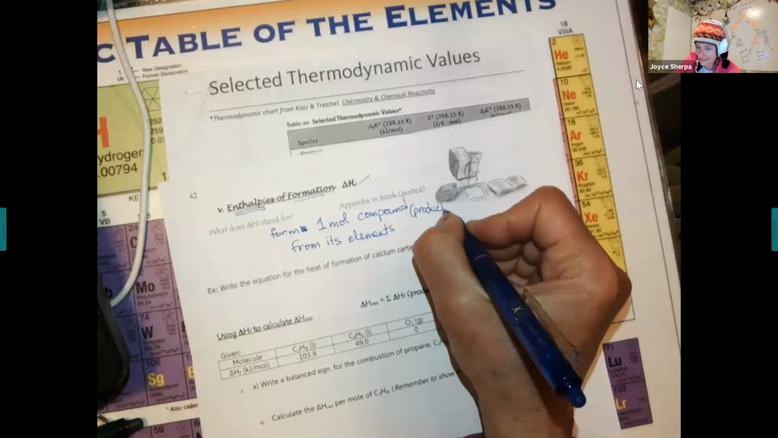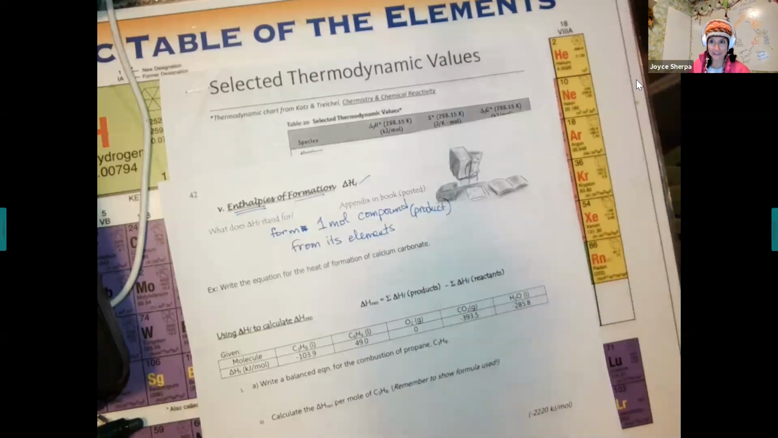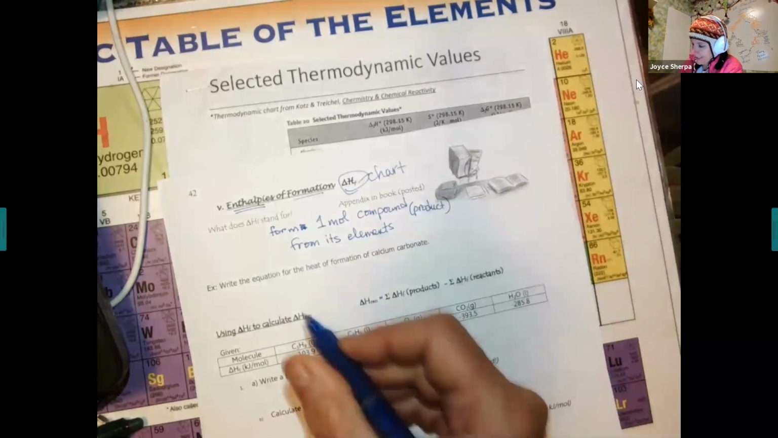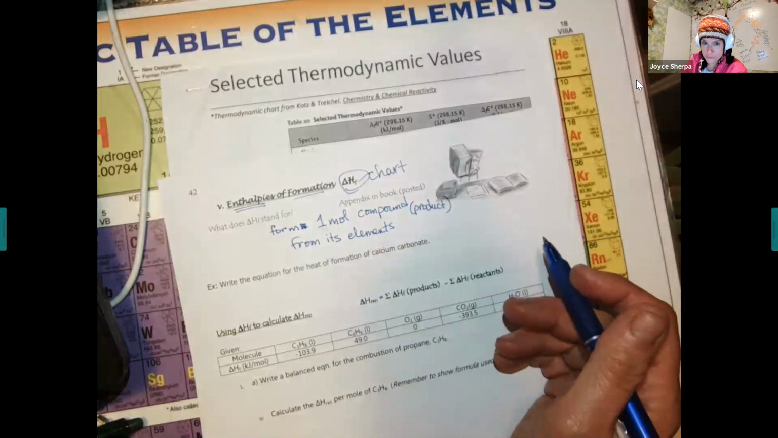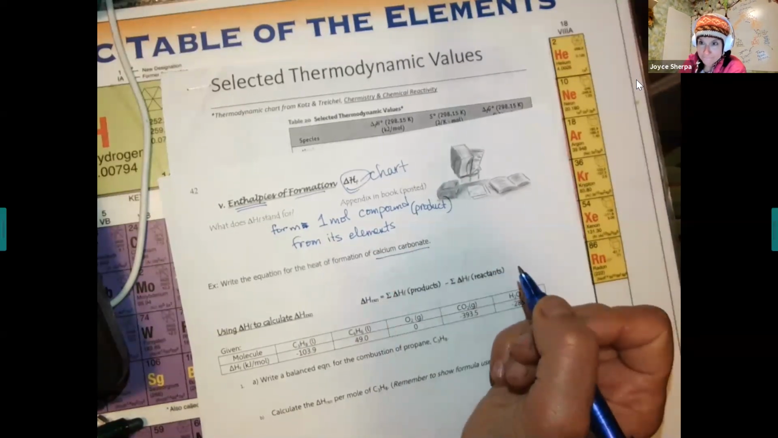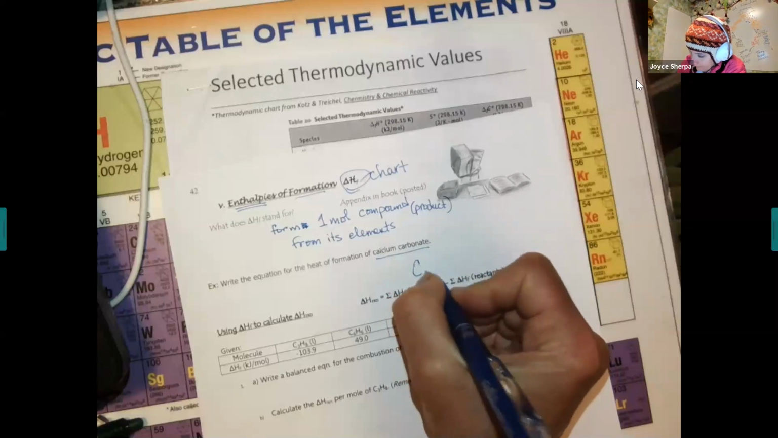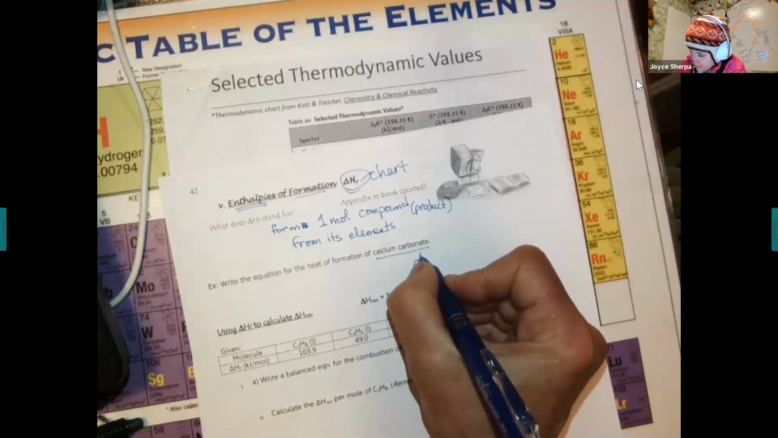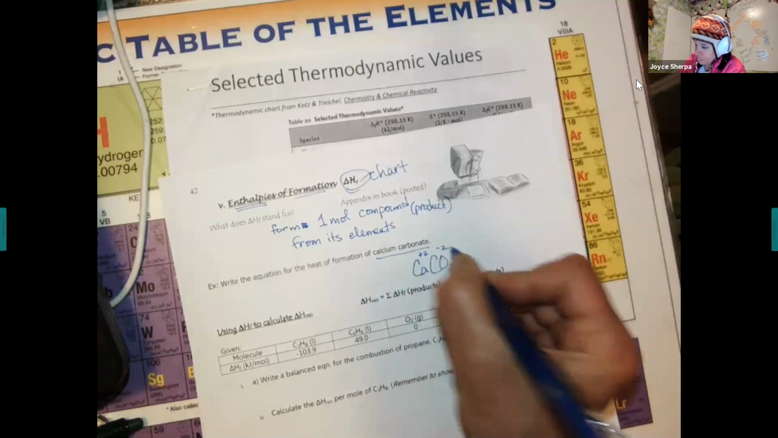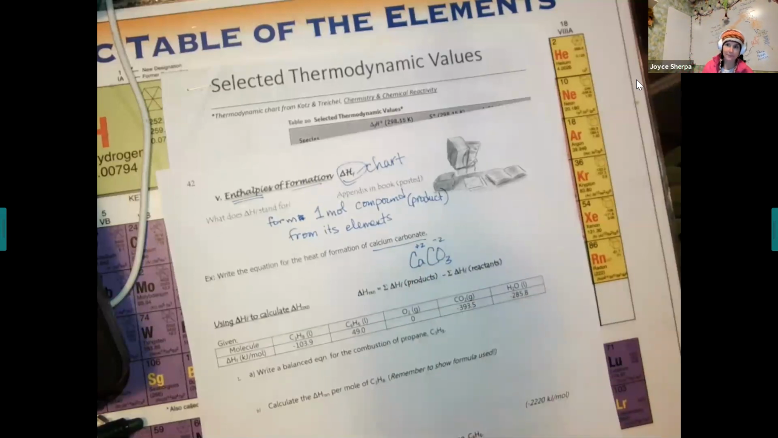This is not the same as heat of reaction. That's what we're going to be calculating. The delta H of formation, this is the chart. And it's just like this esoteric thing. So we're going to do it for calcium carbonate. So calcium is a +2 and carbonate, CO3, is a -2. So that's our formula for calcium carbonate.